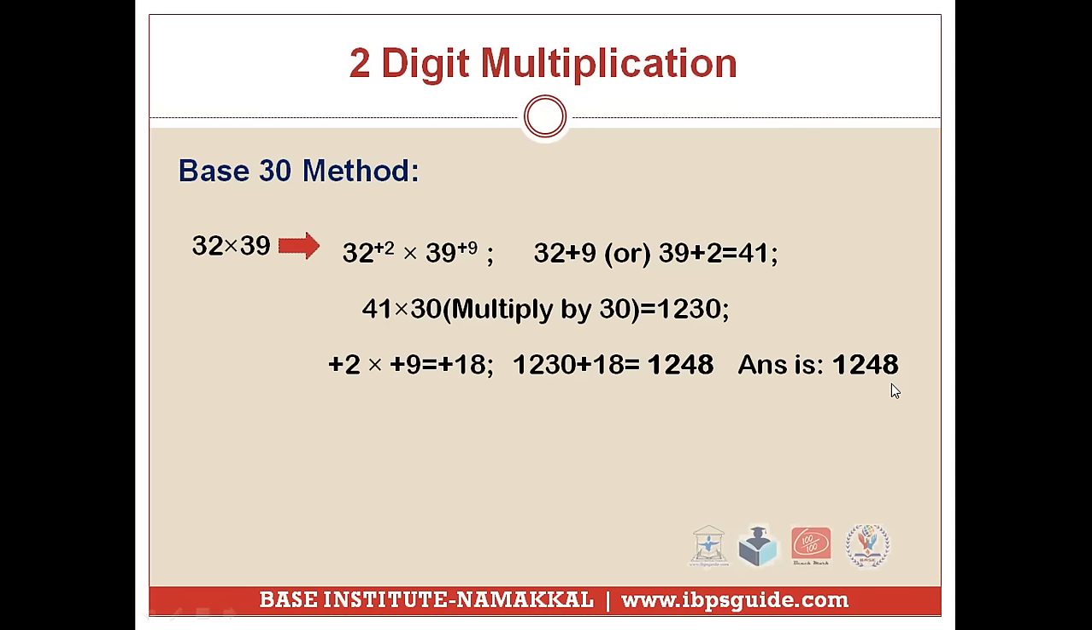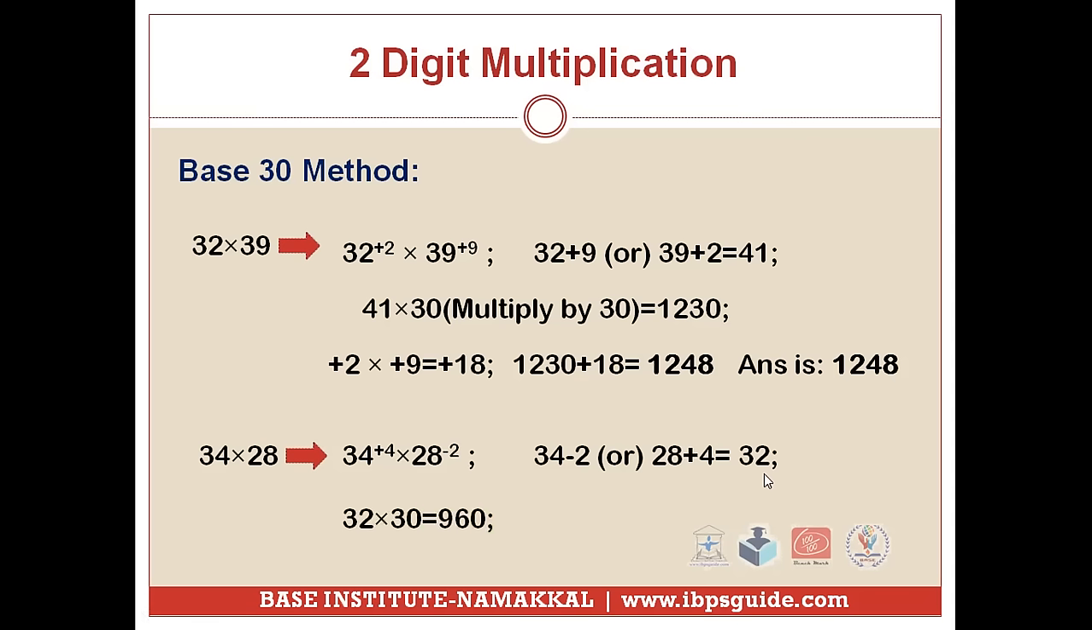Multiplying 34 with 28. In 34, plus 4 is the superscript, and in 28, minus 2 is the superscript. Then we subtract 34 minus 2, or add 28 plus 4, and we get 32. Then we multiply 32 with 30, and we get 960.